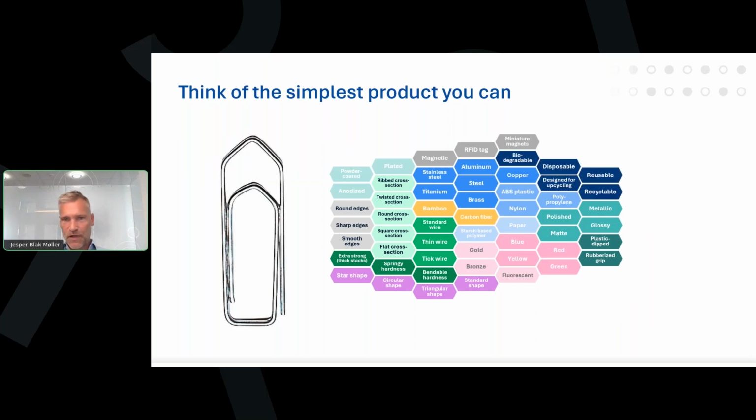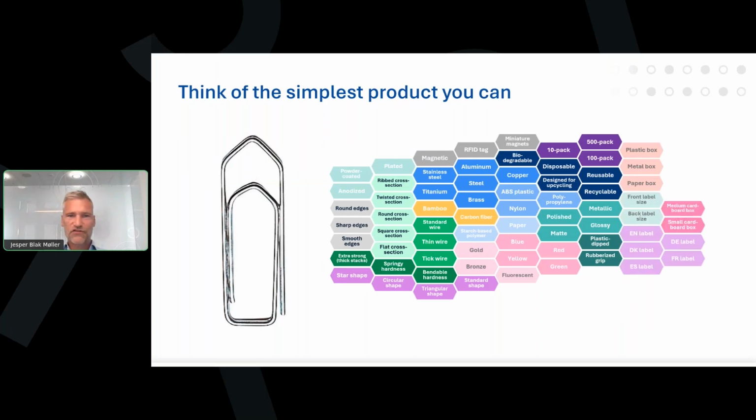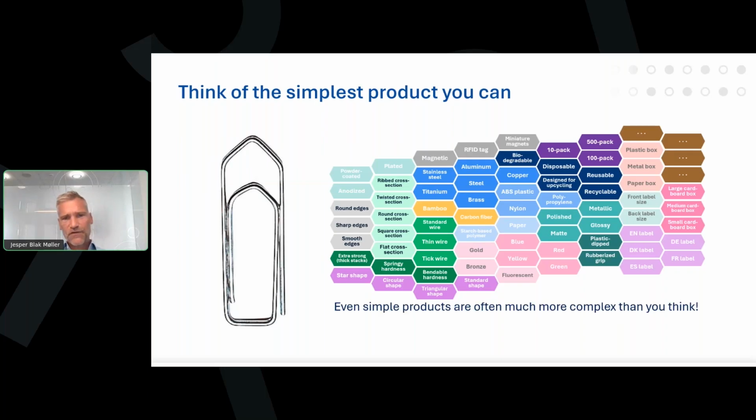You probably want to consider how you can recycle this product. How are you going to package the paper clips? What about labels and boxes, and so on? The list just goes on. And we haven't even talked about how you want to sell and price the product. So as you can see, even very simple products are often much more complex than you would think. And especially because there are dependencies between all these options. You can't just choose freely. So how do you handle that complexity? Well, the answer is you use a configurator.